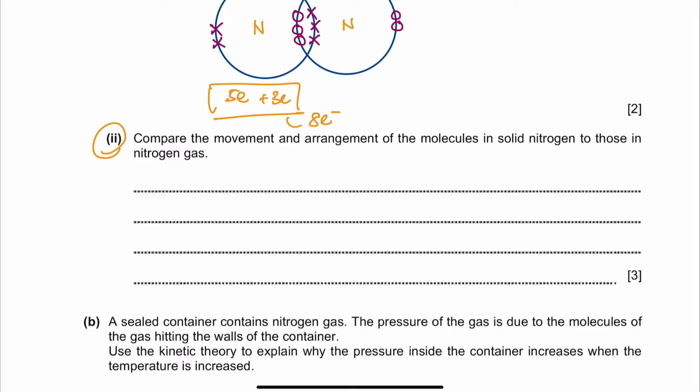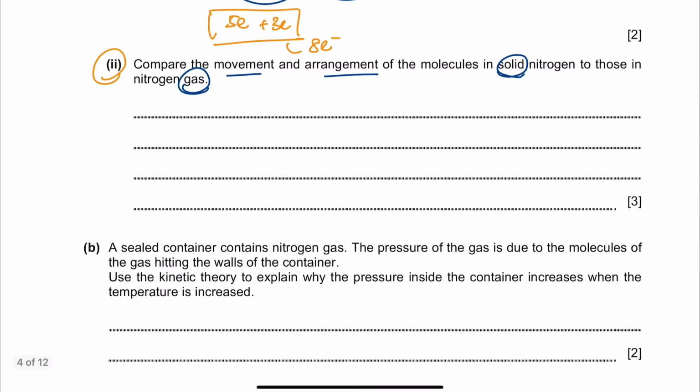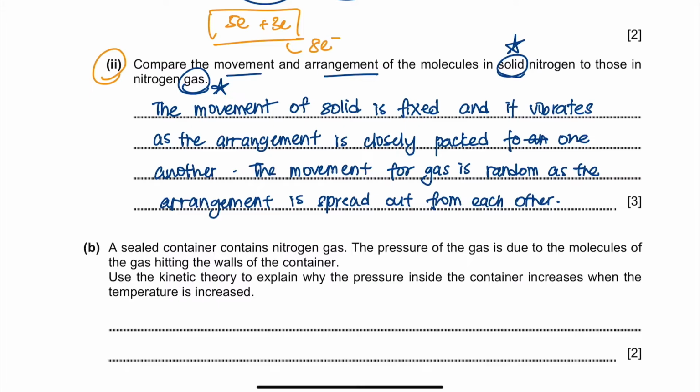Question 2. Compare the movement and arrangement of the molecules in solid nitrogen to those in nitrogen gas. So this one is almost similar to the first question that we did. All you have to do is explain the state of matter for solid versus gas. The movement of solid is fixed and it vibrates as the arrangement is closely packed, whereas the movement for gas is random as the arrangement is spread out.